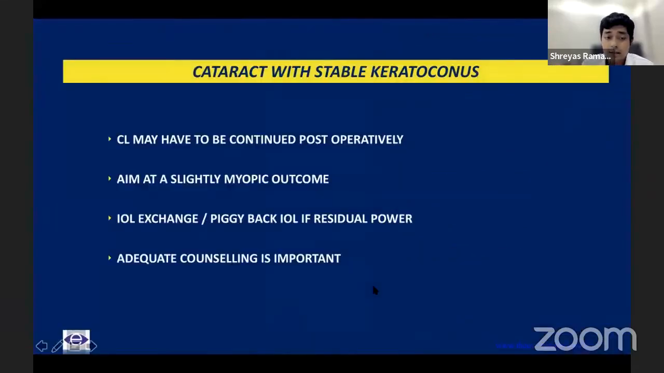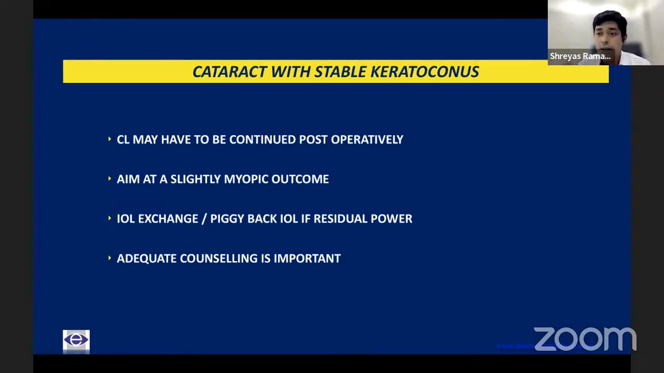So in case the patient is willing to continue contact lenses, like I said, please continue, because if you put in a toric IOL, when you put a contact lens on top of a toric IOL, you'll end up uncovering the astigmatism, and the patient will require glasses on top of the contact lenses to correct whatever cylinder has been induced by the toric IOL.